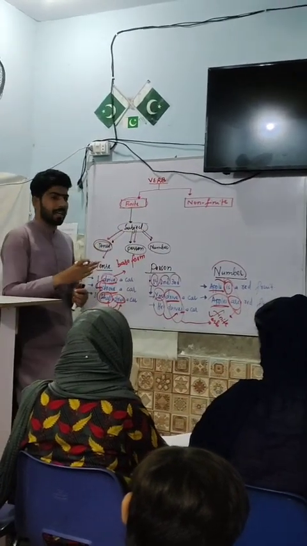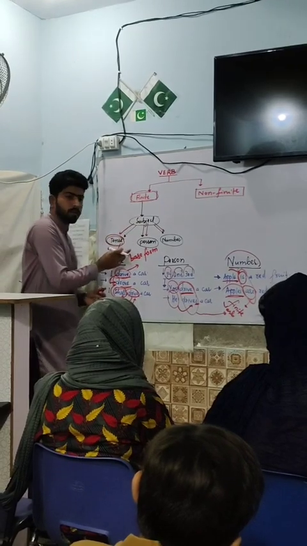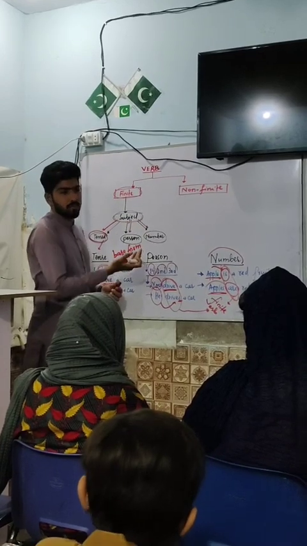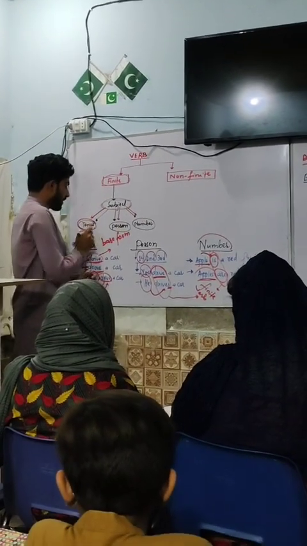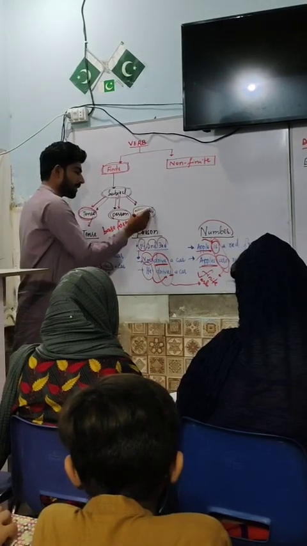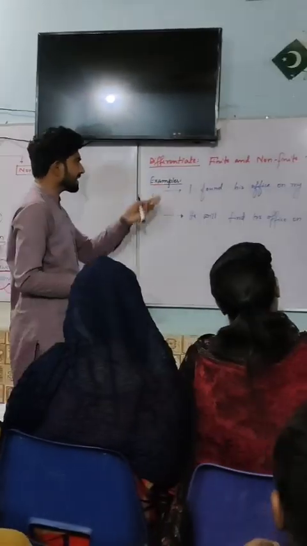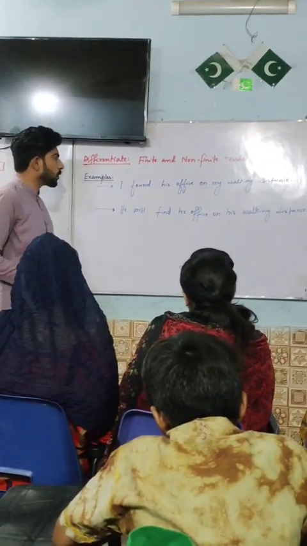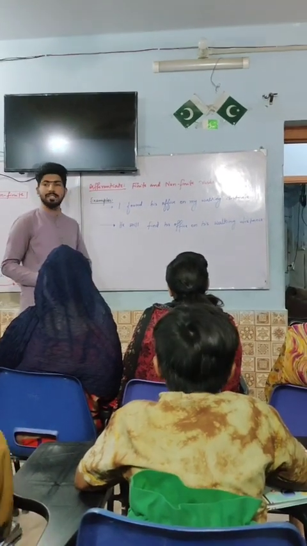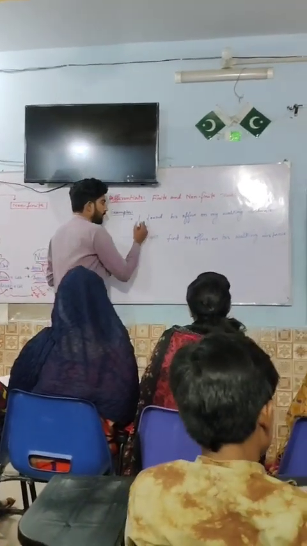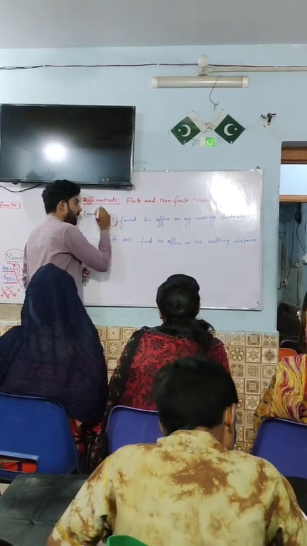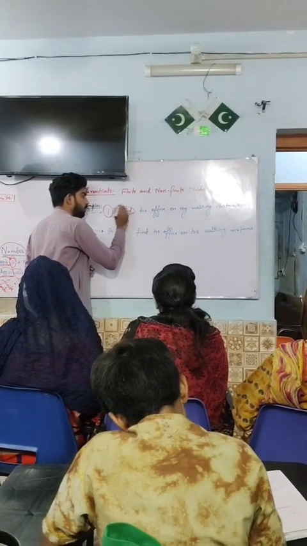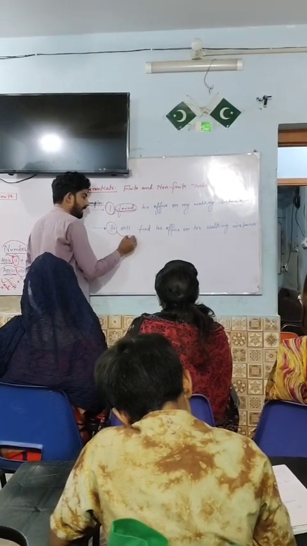Now, if we understand that finite verbs vary with the help of a subject, it means this one is different from that one and opposite from the other. The non-finite verb does not change according to the tense, person or number. So this is the difference between the finite and the non-finite verb. Example: I found his office at walking distance. Here the subject is a first person pronoun and the verb is found. This is a finite verb because it varies. With a third person pronoun, he will find.